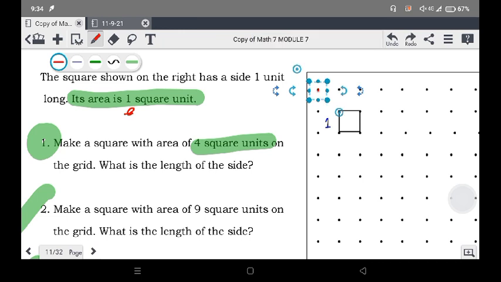Okay, we have 1, 2, 3, 4. 1, 2, 3, 4. Of course, we created a square with 4 square units.